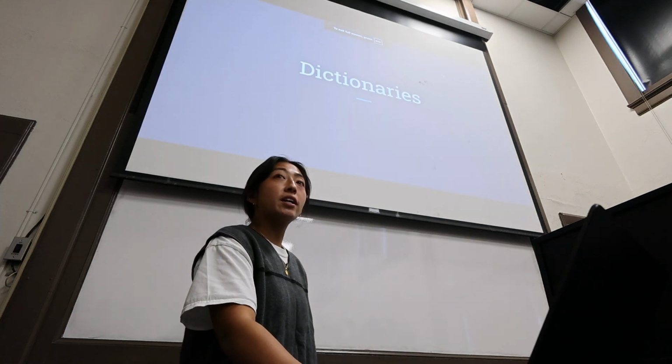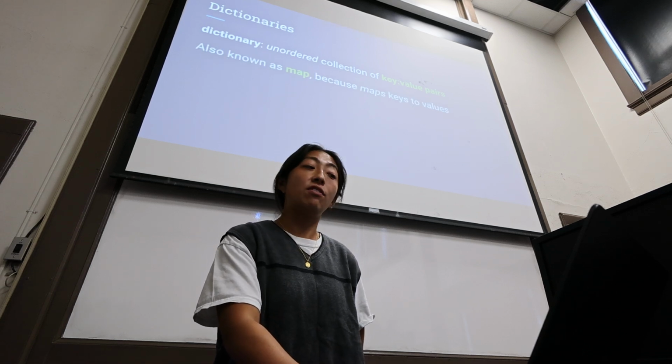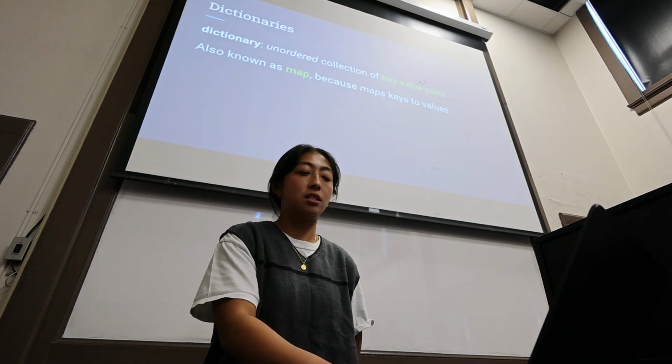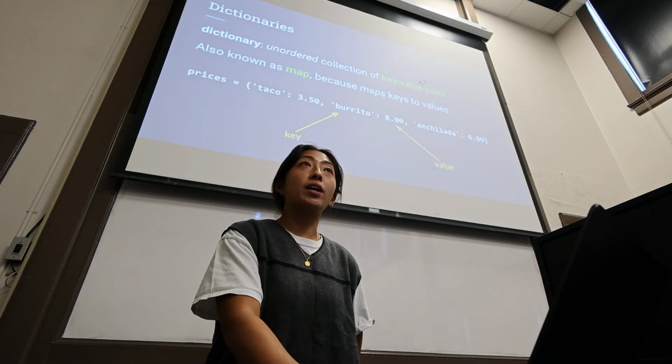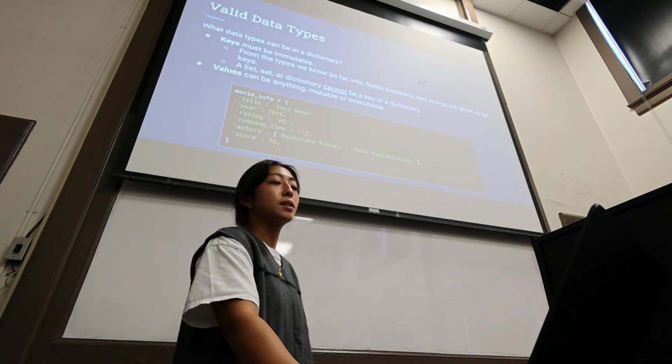Okay, let's talk about dictionaries. So a dictionary is an unordered collection of key value pairs, right? We already know this. It's known as a map because it literally maps keys to values. So in our example here, this dictionary looks like this with these keys and these values. We already talked about this before.